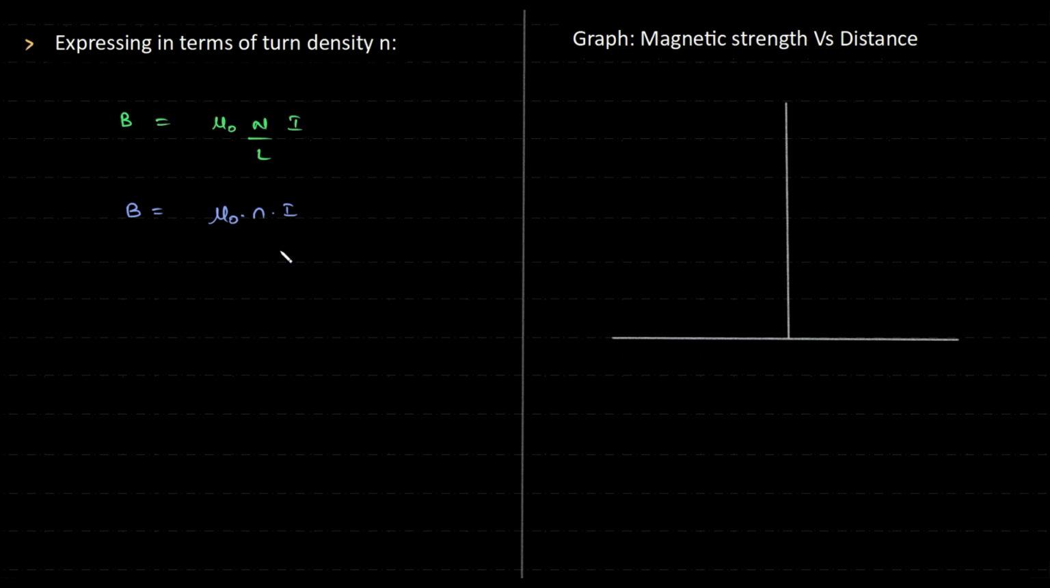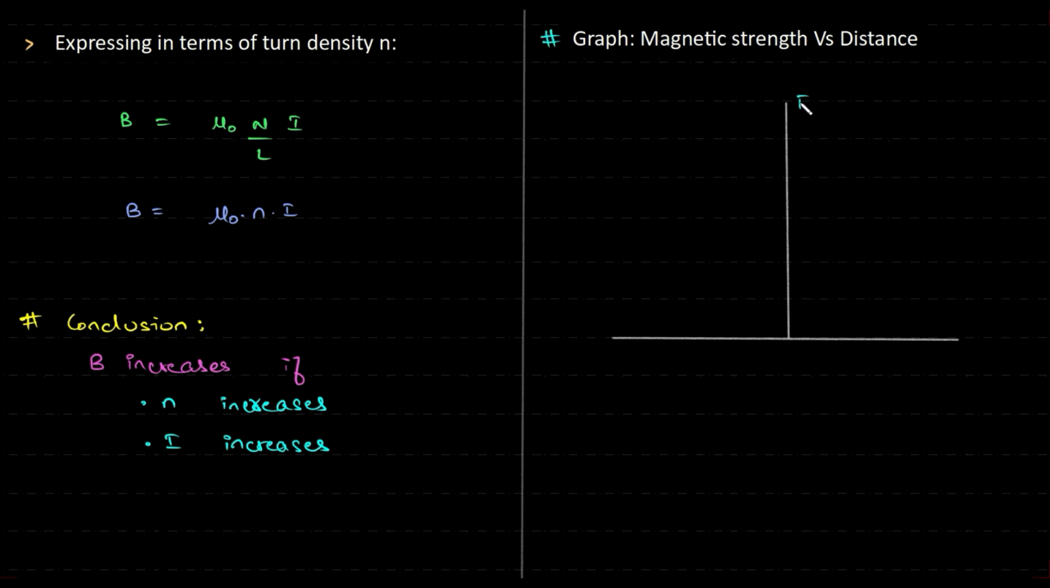So what can you conclude? Conclusion: B increases if one, n increases, two, if I increases. And it's constant throughout the solenoid, inside the solenoid. Right, guys? Okay. Finally, we have the graph.